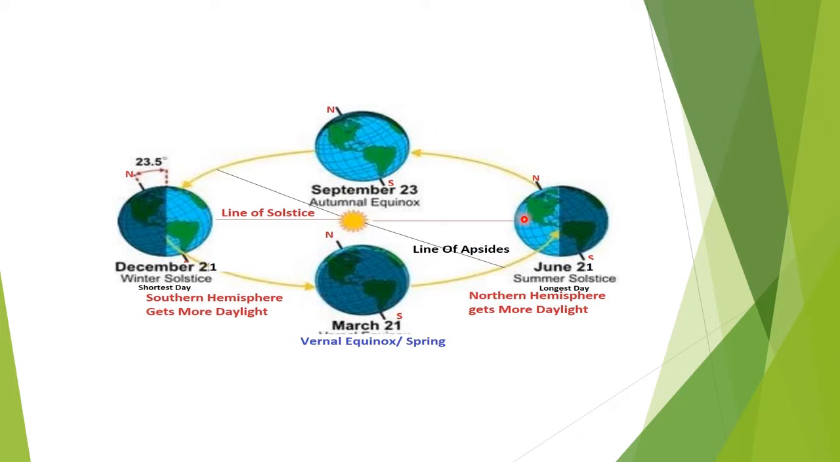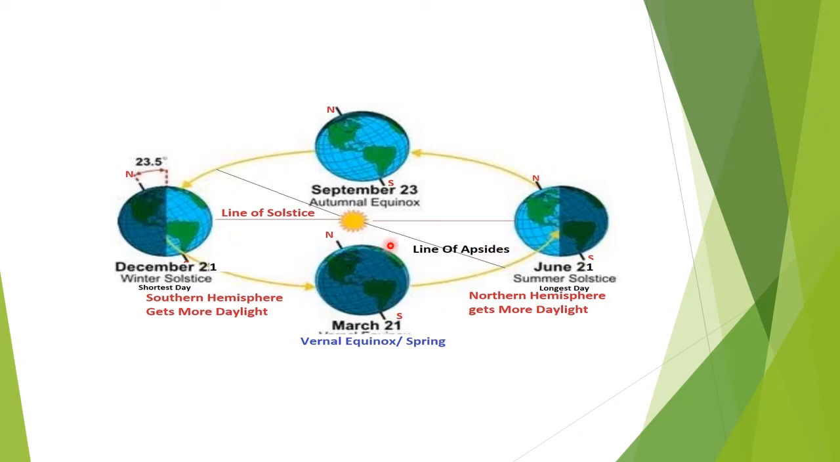Here the northern hemisphere gets more light and the southern gets less, but once it is facing towards this side of the orbit, the southern hemisphere gets more daylight because the northern hemisphere is away from the sun. And then comes the vernal equinox, that is the spring, and this completes the whole year.